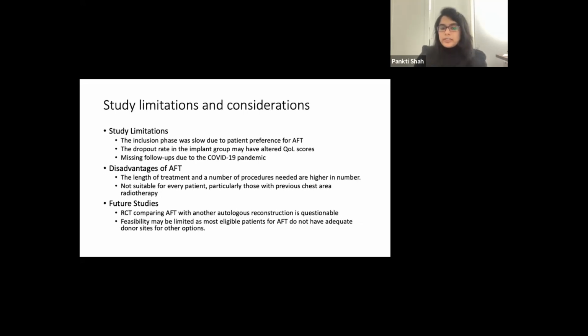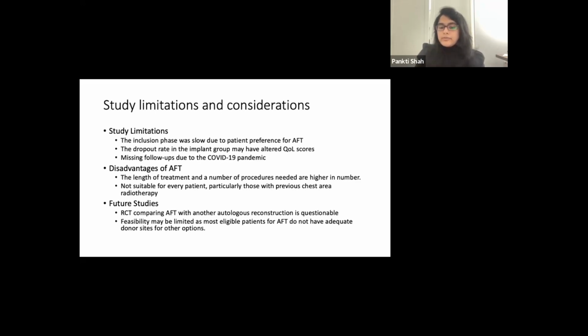Now, study limitations: the inclusion phase was slow due to patient preference for AFT, and the dropout rate in the implant group may have altered the quality of life score. So this study was conducted during the COVID-19 pandemic, so there was a higher number of missing follow-ups.